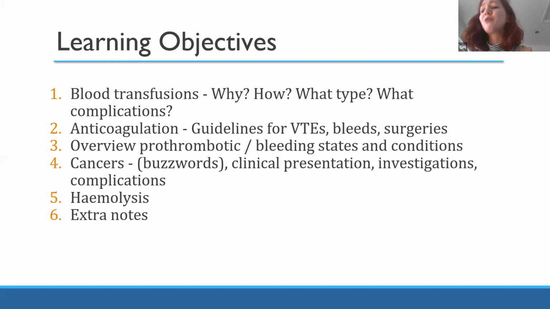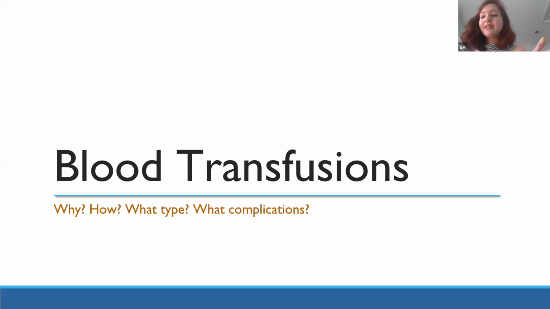But things like anemias, apart from the hemolytic anemias, I'm not really going to be going into iron deficiency and megaloblastic and all those sorts of things, because I think that's covered quite well. And I think you can also read through that in your own time. So first of all, we'll start off with the blood transfusions. Why, how, what type, what are the complications?